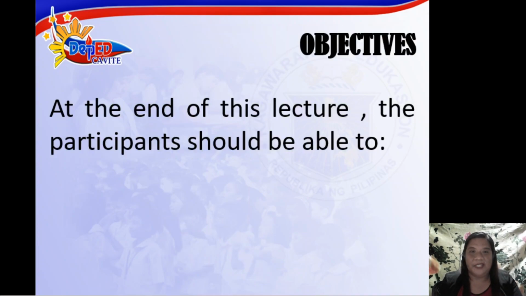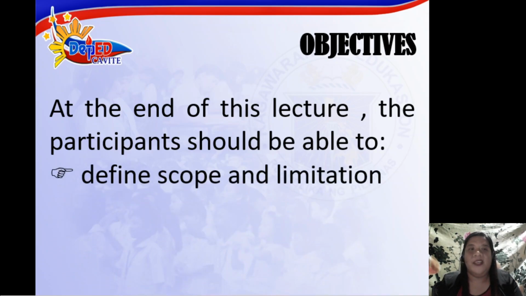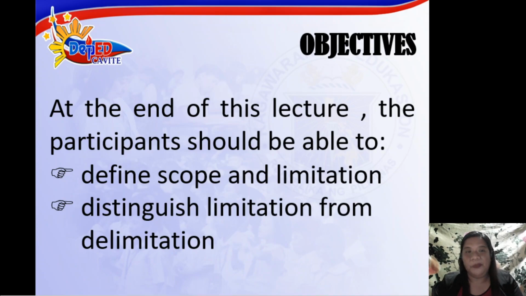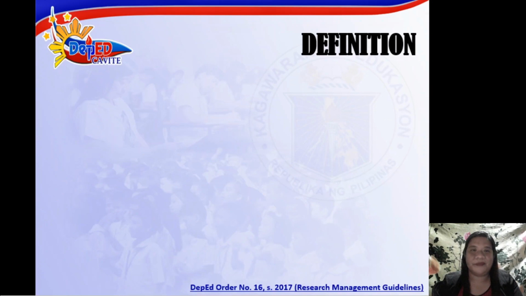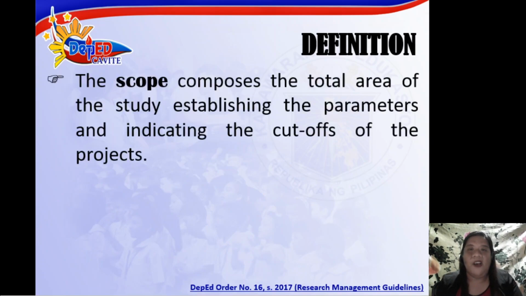For the objectives, at the end of this lecture, the participants should be able to first, define scope and limitation. Second, distinguish limitation from delimitation. Let us unlock the definition of the two important elements in basic research. The first one is scope.